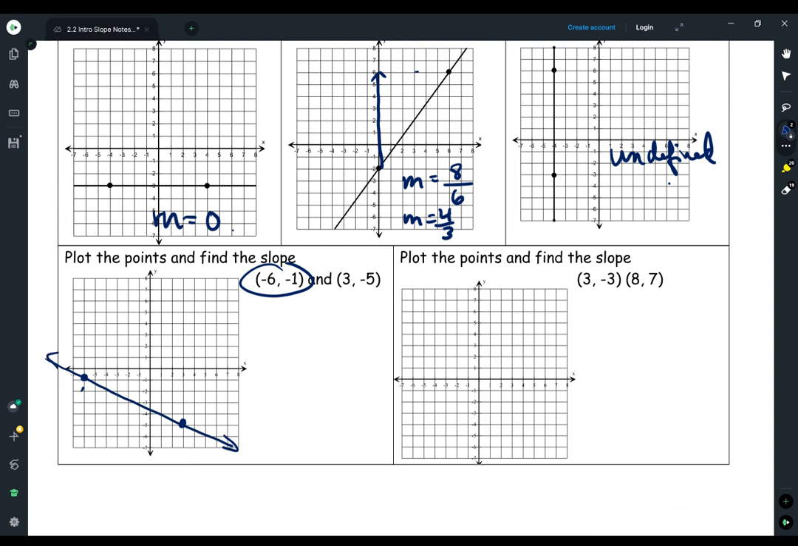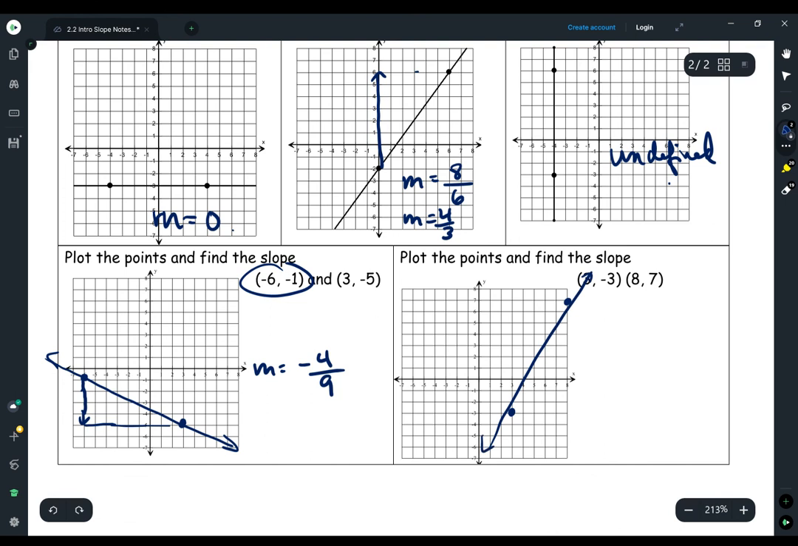Starting on the left, I'm moving down 1, 2, 3, 4, so -4. And then my horizontal change, my run, is 3, 6, 9. So -4/9. And then for our last one, first plot your points. 3, -3 is right here, and 8, 7. And draw my line. And then last, find my slope.